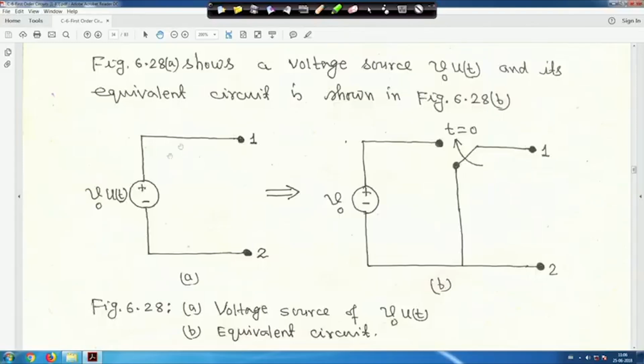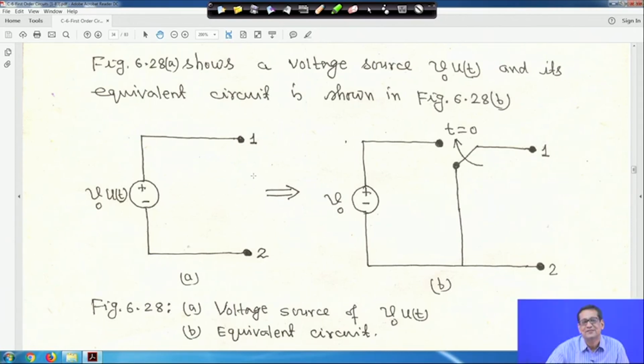Okay. So we have seen that V0 u(t), as we have already explained, can be represented as V0 into u(t). The step unit function is given as: for t less than 0, u(t) is 0, and for t greater than 0, u(t) is 1. So when the switch is in this position, terminals 1 and 2 are short circuited, which means V12 is equal to the output voltage, that is 0.